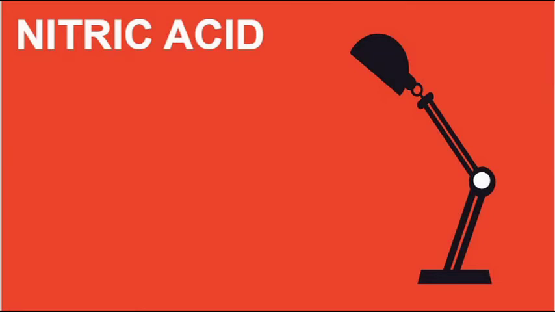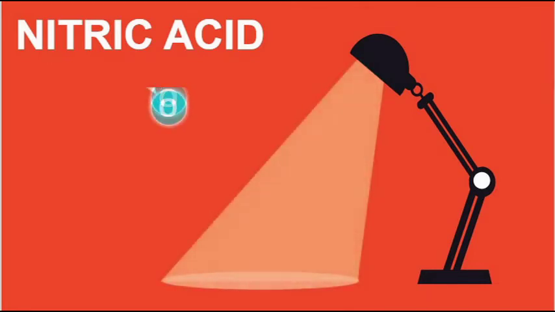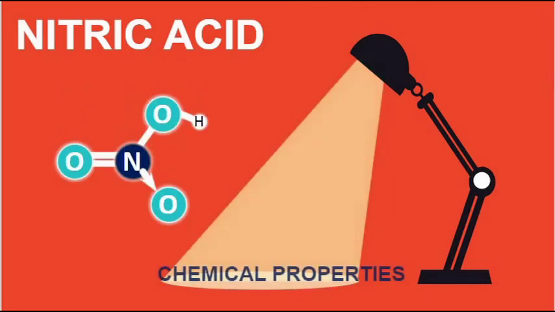Do you know why the acid rain is bad for the environment? Do you know how people purify gold? By looking at the chemical properties of nitric acid, we will be able to unveil the answers to these questions.